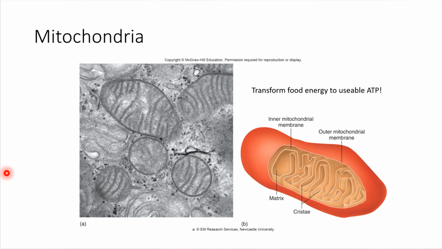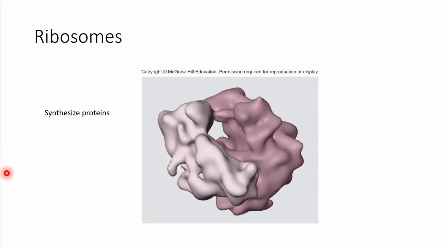Let's move on to mitochondria. What do mitochondria do? You should know this already. Mitochondria are very important for producing ATP in our cells, so very important for converting energy into a usable form that our cells can use. More detail on that later on.